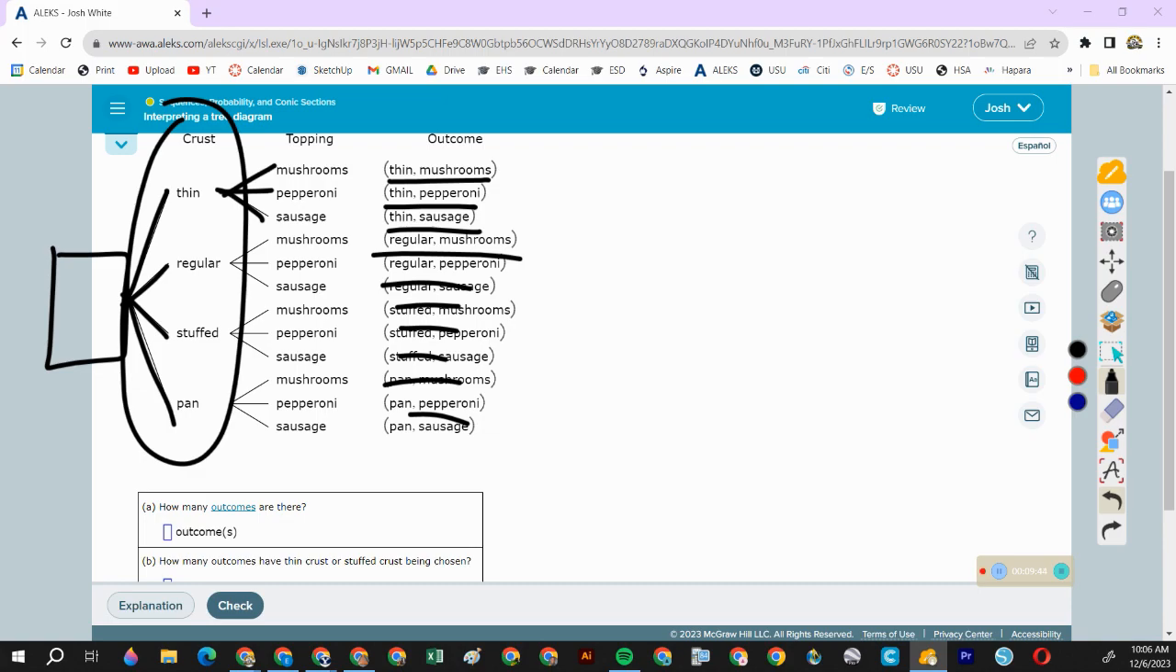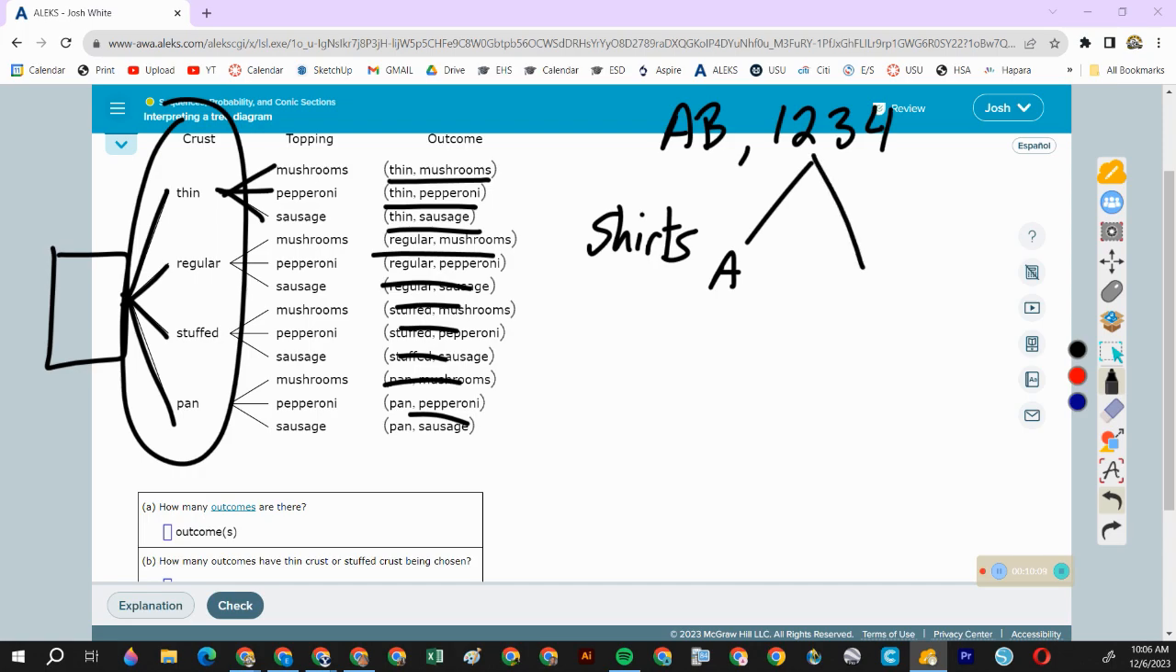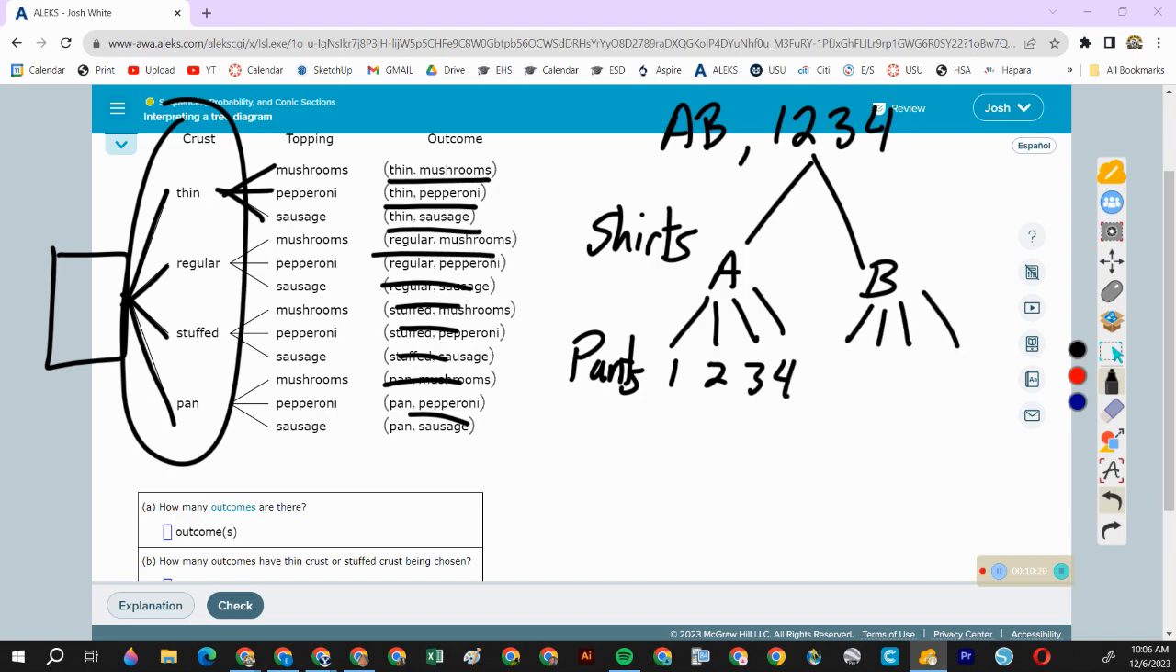So if we went back to our original problem where we had shirts A and B, and we had pants 1, 2, 3, and 4, what would the tree diagram be? Well, if I started with pants, I could have pants or shirts. I have the option of shirt A or shirt B. And then shirt A could be paired with pants 1, 2, 3, or 4. And B could be paired with 1, 2, 3, or 4.